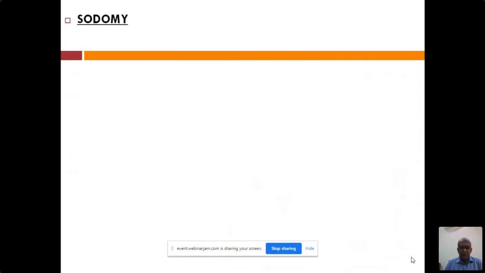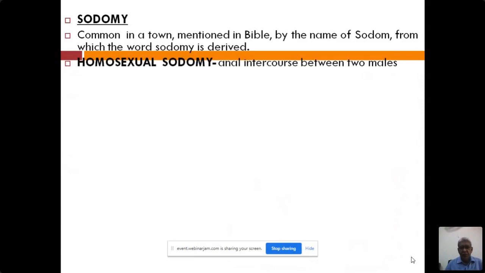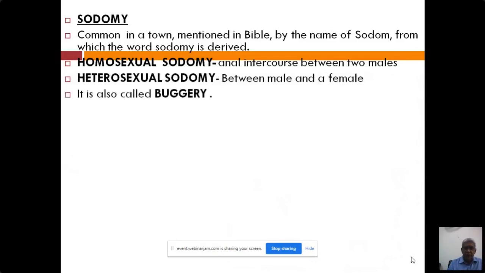First type of the unnatural sexual offense is sodomy. This has been derived from the name of the town Sodom, which is described in the Bible. Also, it has been described in different surahs of the Quran Pak, where this activity was very common among the people of Hazrat Lut, peace be upon him. It is of two types, homosexual sodomy or heterosexual sodomy. When there is anal intercourse between two males, it is said to be homosexual sodomy. But if the anal intercourse is between the male and the female, it is said to be heterosexual sodomy. It is also said to be bagri.